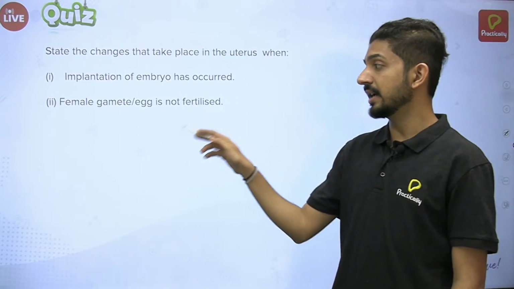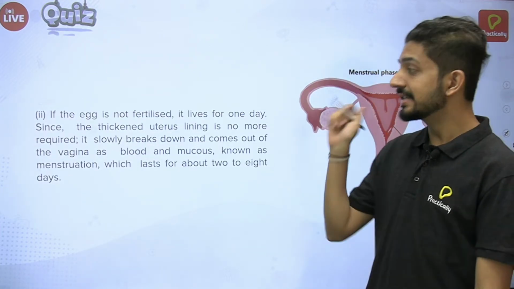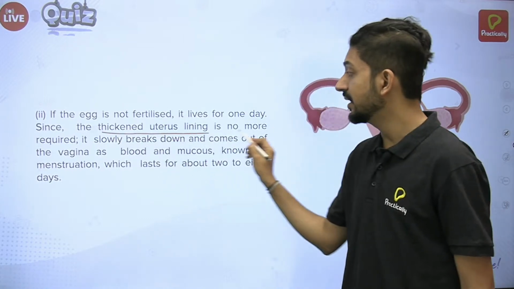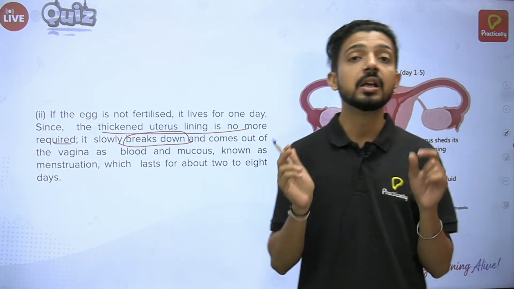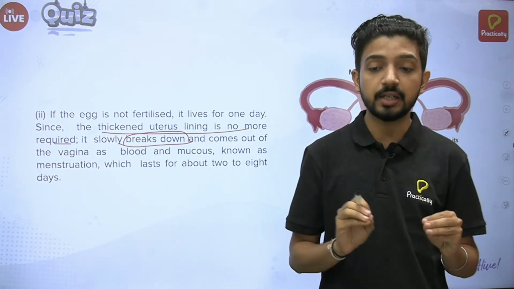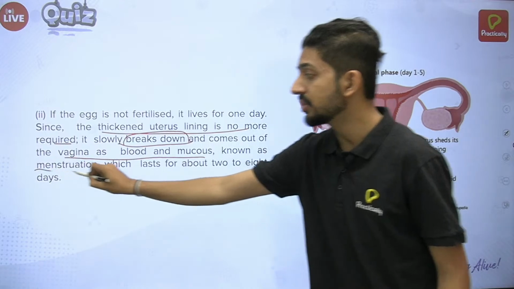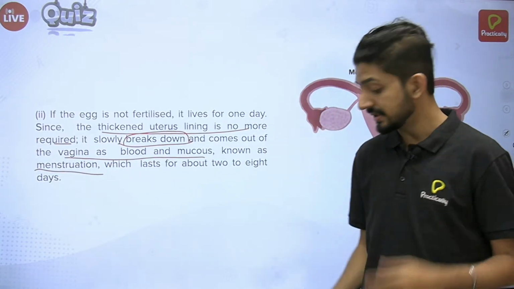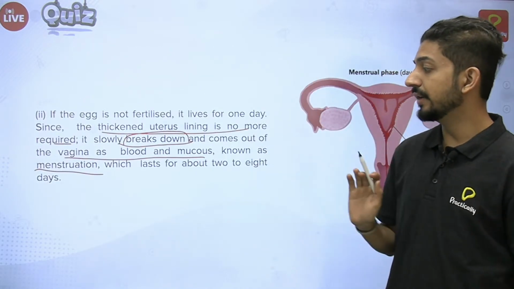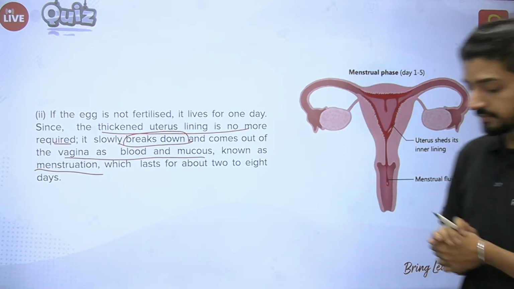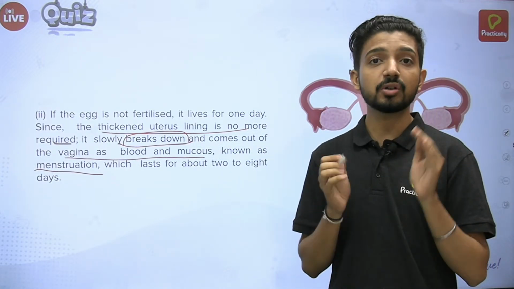Second, if the female gamete or egg is not fertilized, then what will happen to the uterus? If it is not fertilized, then the thickened uterus lining is no more required and it breaks down. Again this is the keyword over here. It breaks down and comes out of the vagina as blood and mucus, also known as menstruation. So basically the menstrual cycle will start if the female gamete is not fertilized. So you have to mention that the uterus wall will break down and the menstrual cycle will start. Just focus on the keywords.